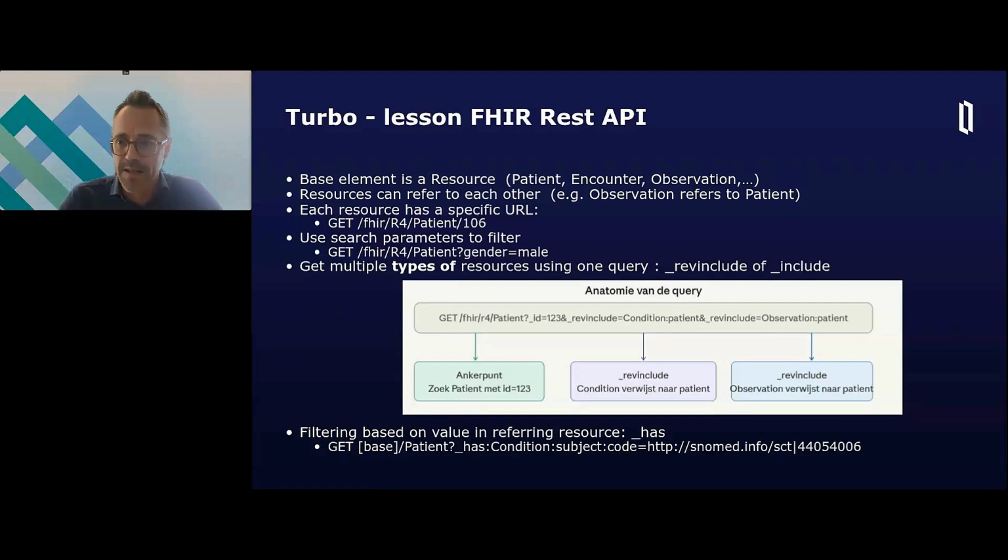But typical about FHIR is that all those resources can refer to each other. For instance, an observation refers always to a patient and has been done by a practitioner. So there is a link between observation and patient, and observation and a practitioner. And specific about the FHIR backends is that each resource has a specific URL you can look for. For instance, you can do a GET. If you type in your browser a certain path, you would be able to find, in this case, patient with ID 106.